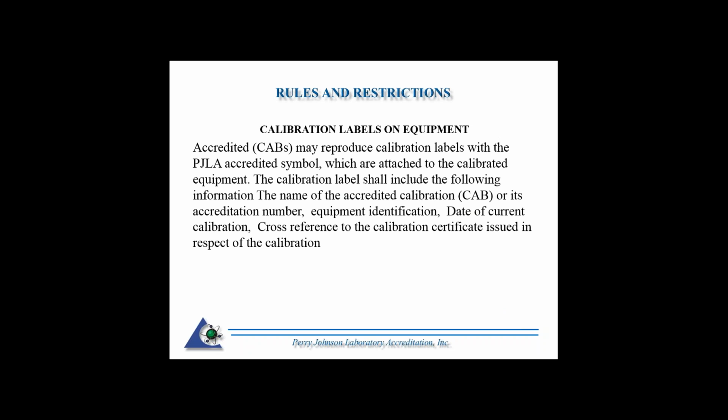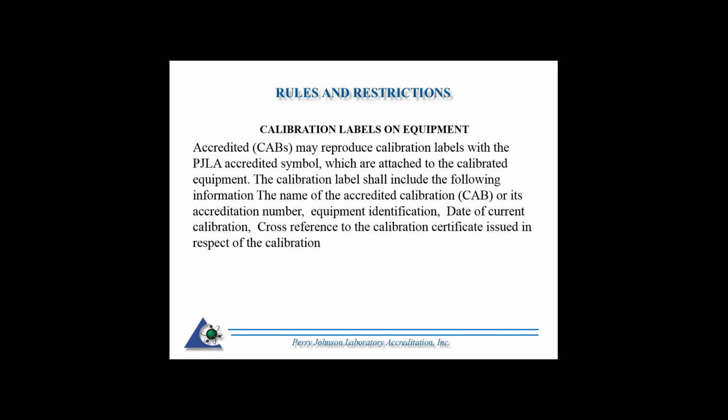I'm going to talk a little bit about you folks that are on calibration. You occasionally come across this where you utilize our symbol on your calibration labels. Basically, SOP 3 states accredited CABs may reproduce calibration labels with the PJLA accredited symbol, which are attached to the calibration equipment. The calibration label shall include the following information: the name of the accrediting body, the calibration lab, or its accreditation number.